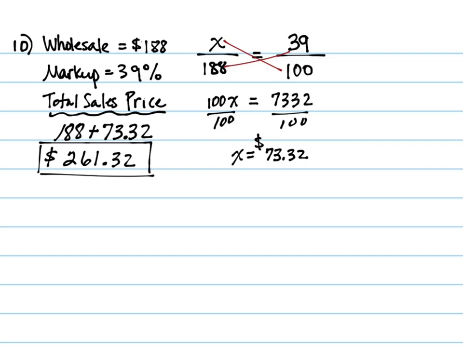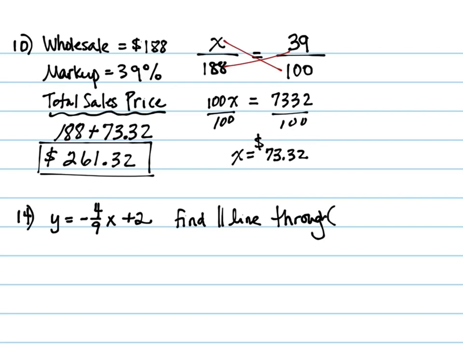Okay, how about 13, 14, 15, 16? 14. Okay, what does your 14 say, Megan? Consider the line y equals negative 4 over 9x plus 2. And then it's find the equation of the line that's parallel through the point negative 4, negative 2, and find the equation that's perpendicular through the same point. Okay, what was our point? Negative 4, negative 2. Okay, so we're finding a parallel line, and then we're going to find a perpendicular line, all right?